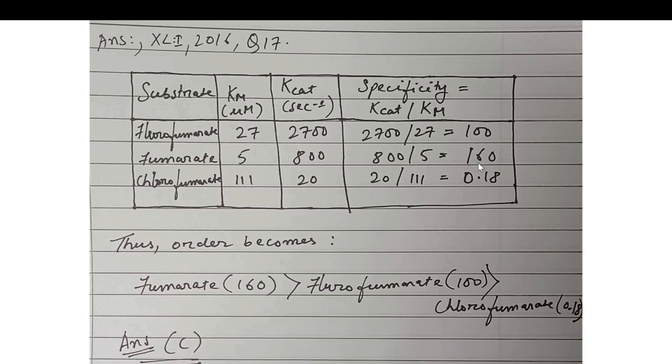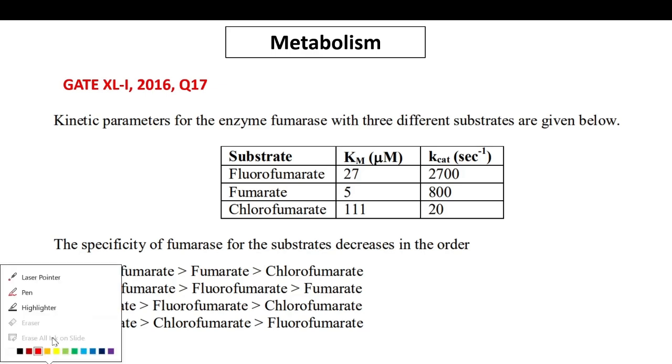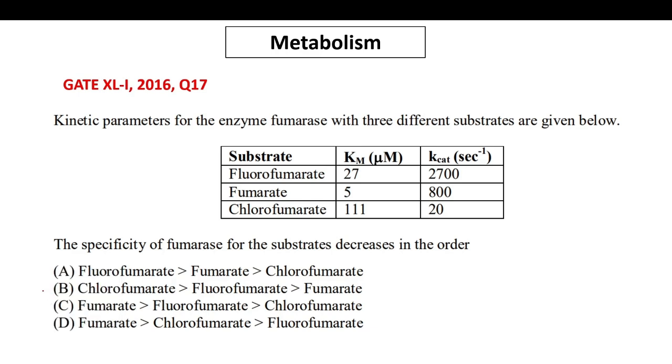Now which one has the highest value? The highest value is for fumarate. So the decreasing order will be fumarate, then fluorofumarate, and then chlorofumarate. So the answer here will be C.